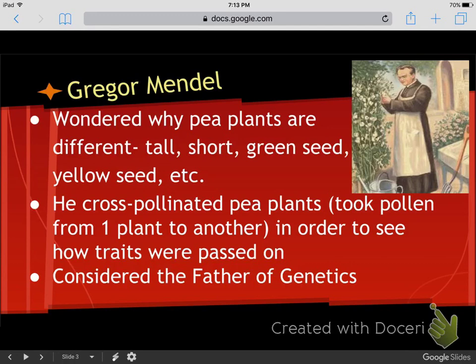So what he did was he cross-pollinated the pea plants. So that means he took pollen from one plant and brought it to another to fertilize it. And he did this to see how specific traits were going to get passed on. And because of all of this discovery he was figuring out with traits and characteristics of pea plants, we consider him the father of genetics.